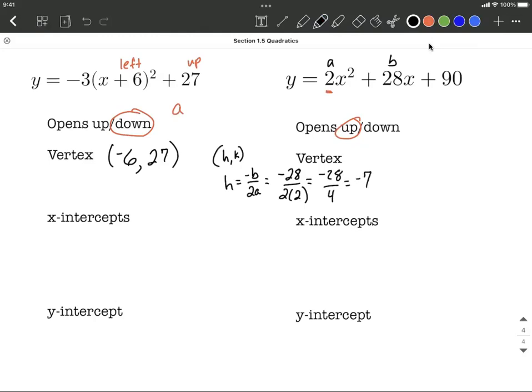So the x value for our vertex is -7, but we need a y value to go with that. To get the y value, if you have an x value and a function, we replace each of the x's with -7. So our y value is given by 2 times -7 squared plus 28 times -7 plus 90.